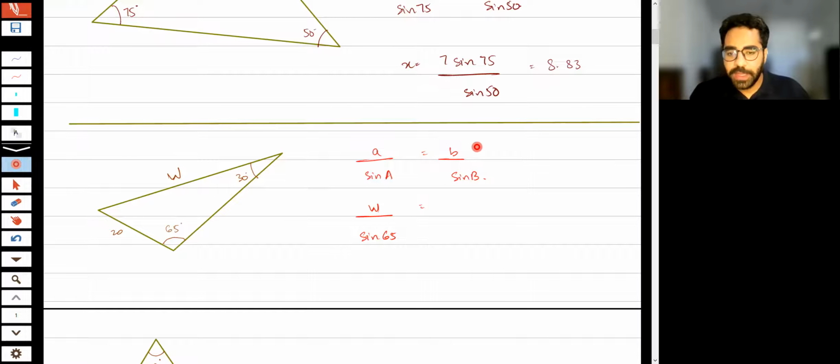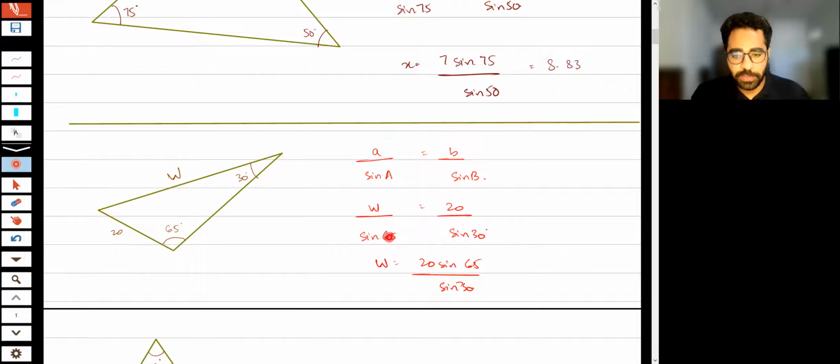Now what would be b and sine B? Small b would be the known side and capital B would be the angle opposite to the known side. The known side is 20 and the angle opposite the known side is 30 degrees. So I'll have 20 upon sine 30. Again, I'll solve it for w, so I'll take sine 65 and multiply it on the other side. I'm going to get 20 sine 65 over sine 30.